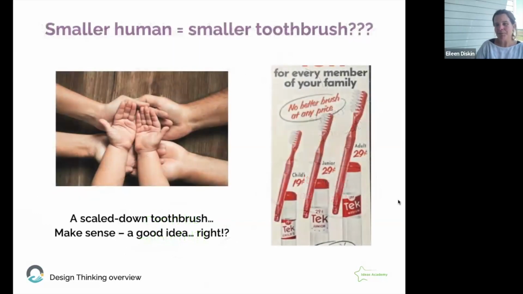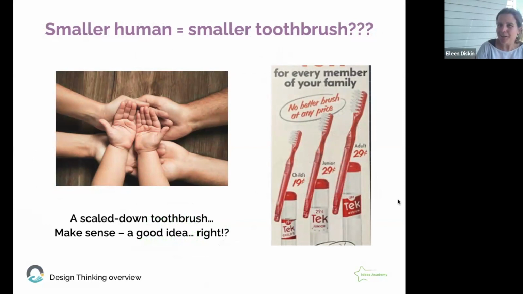And it does seem to make sense, right? Toddlers are smaller than us adults are. They have smaller hands, so we should probably make their toothbrush smaller. And for many, many years, this is exactly what the toothbrush manufacturers did. You can see the advert here, 3 different sizes of toothbrush for 3 different sizes of humans.